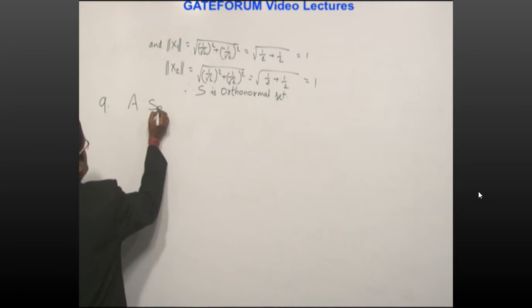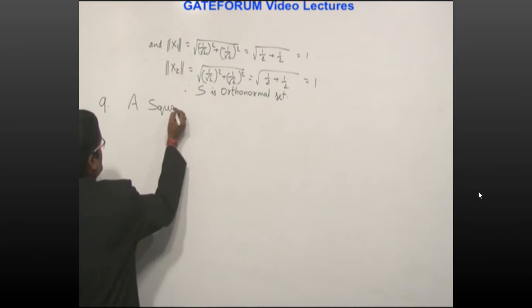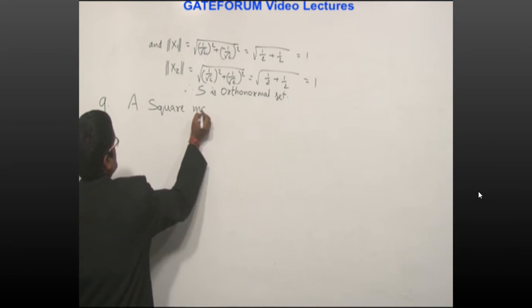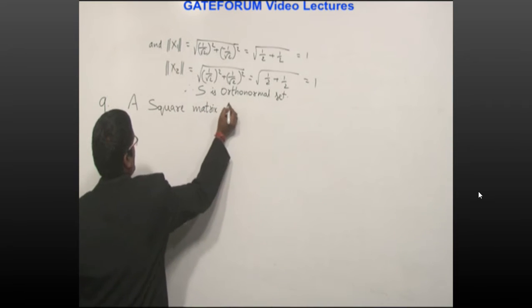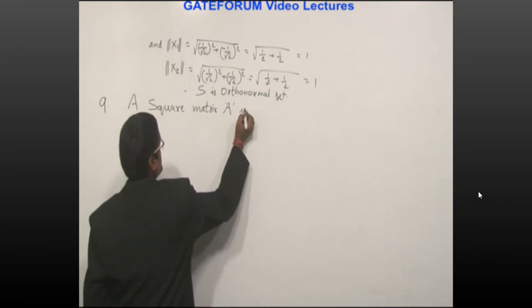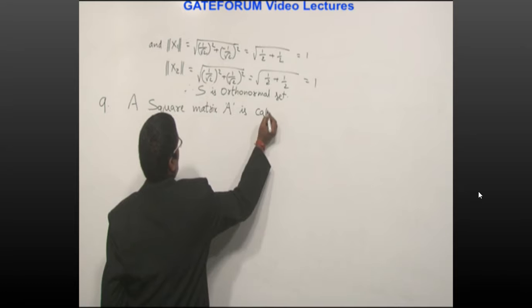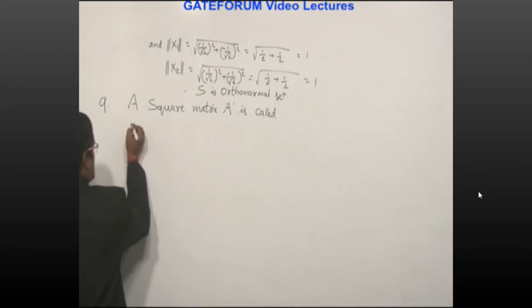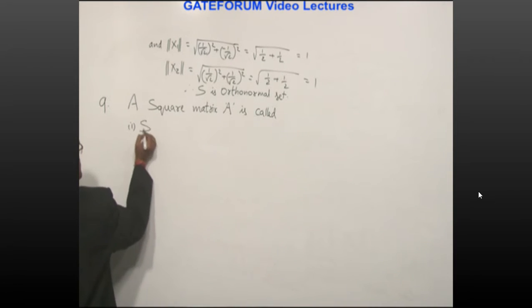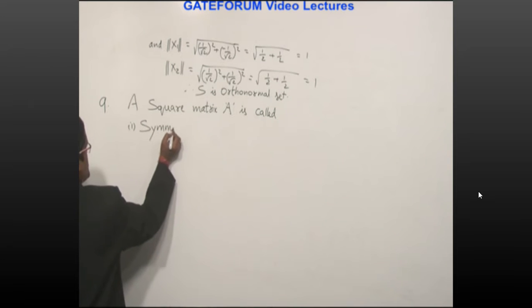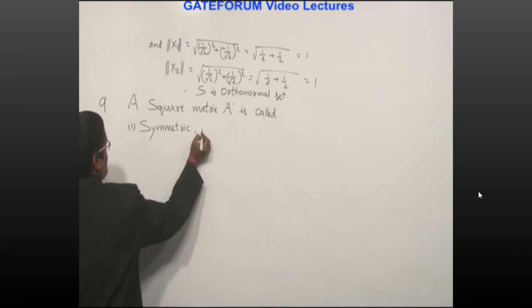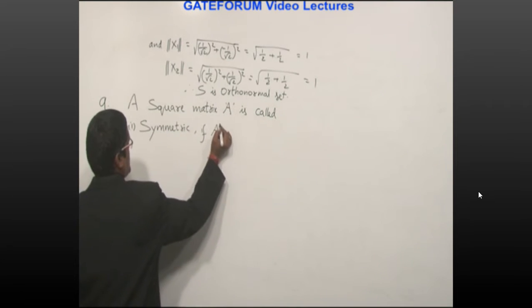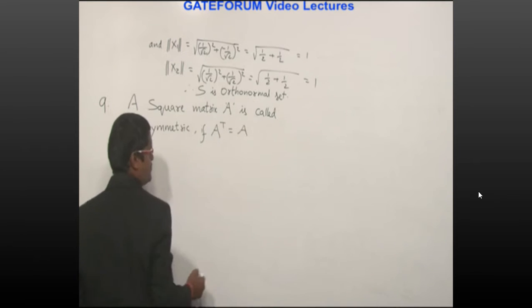A square matrix, this is common for all the coming 9 definitions. A is called, or is said to be, in this first one, symmetric if A transpose is equal to A.